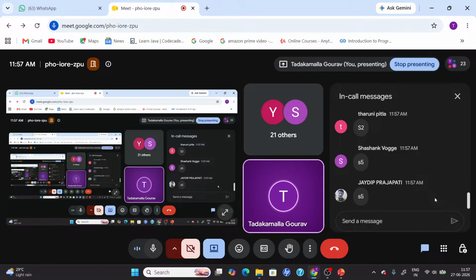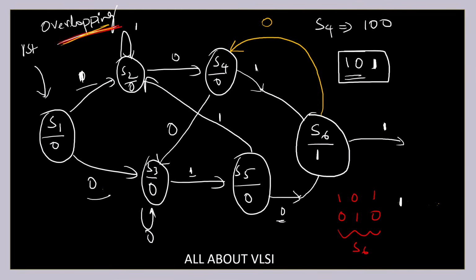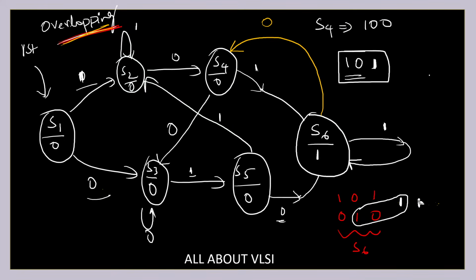Okay, S5, S5. Okay, let's see. Let's say the sequence 101 has been detected, and you can stay in S6. But if you are staying in S6 and you get one more 1, then the sequence is not getting matched. You should go back to S2, but there is no path available. That's the reason I'm basically not staying in S6 at all.